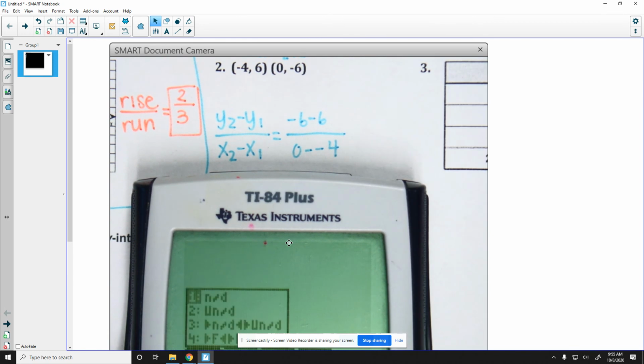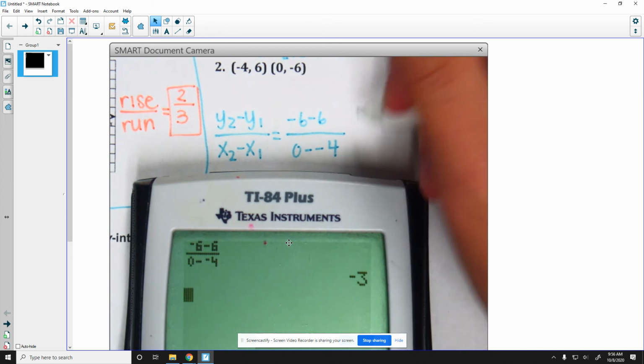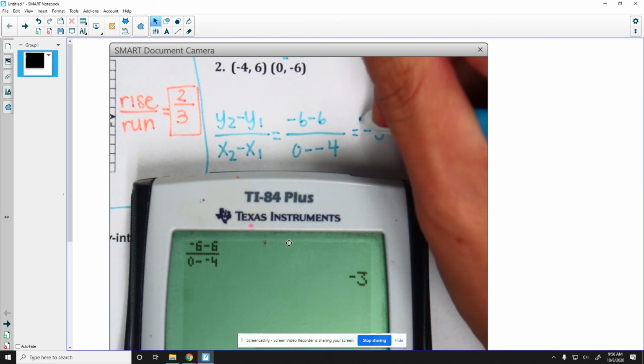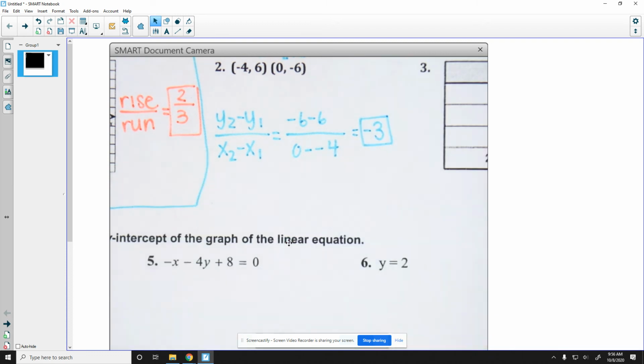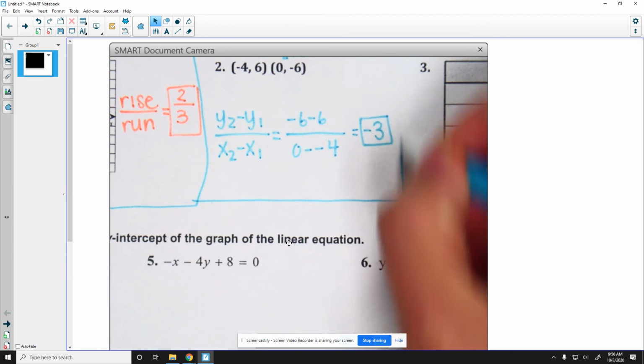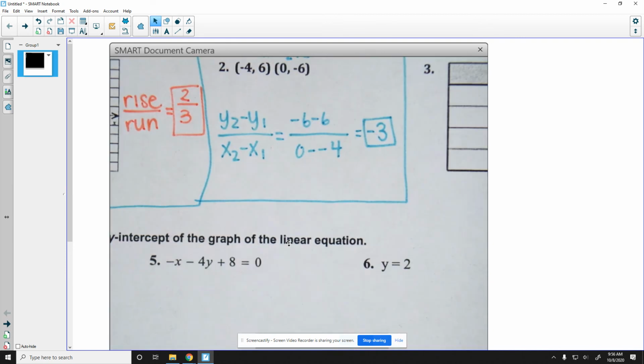Hit alpha, y equals, enter. So on top you have -6 minus 6. On the bottom you have 0 minus -4. If you type it in exactly like the problem says, boom, it'll simplify for you. It'll do all the negatives for you. You won't have that problem. So my final answer is -3, and it was simplified for me. Whee! So that's how I find slope if I have 2 points.